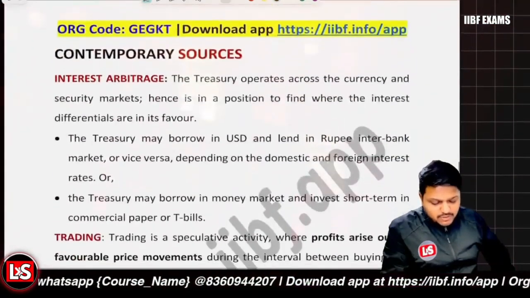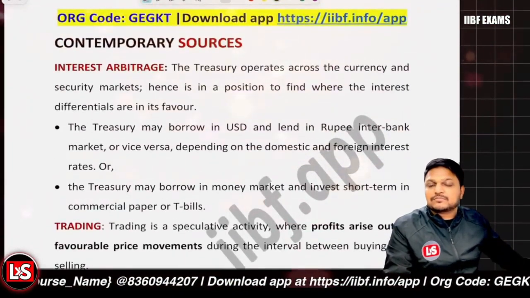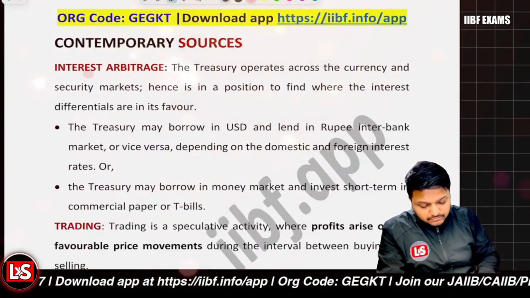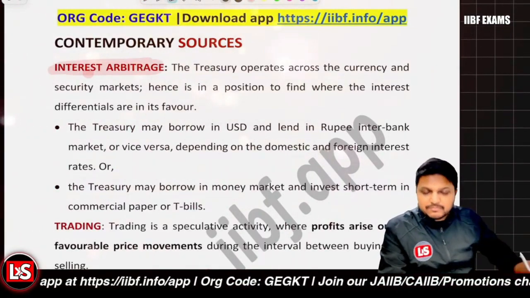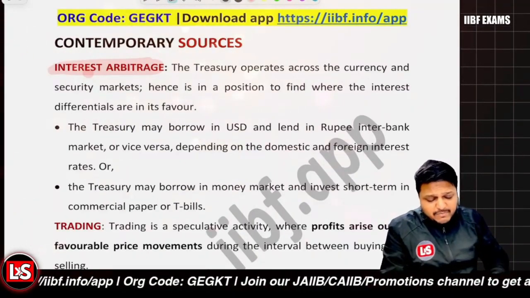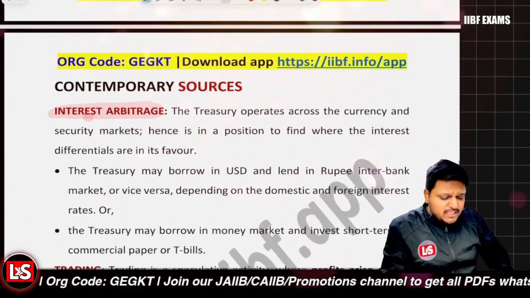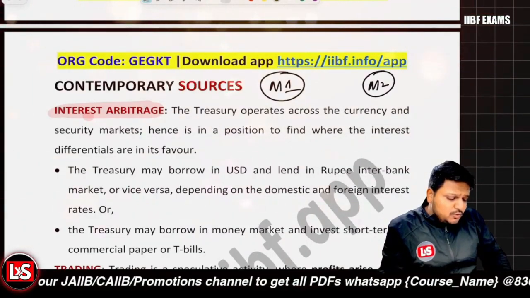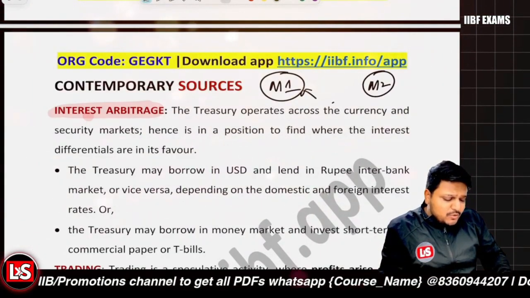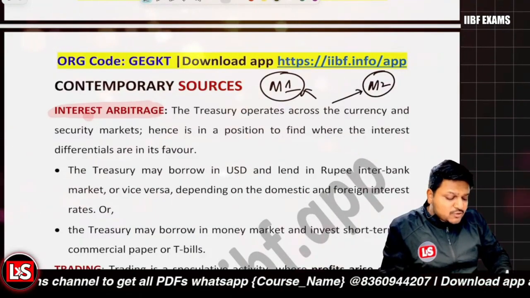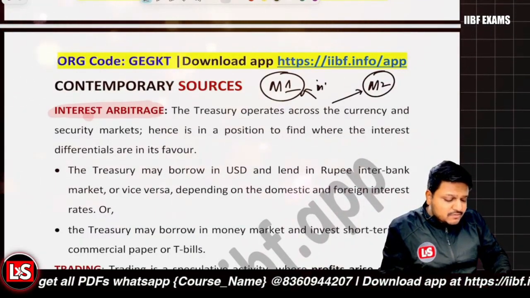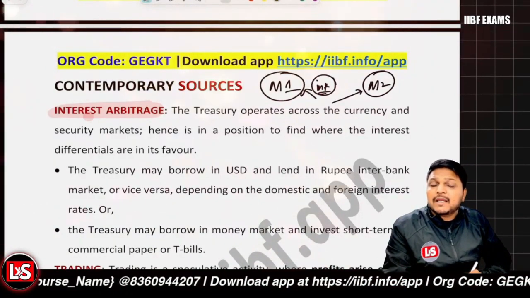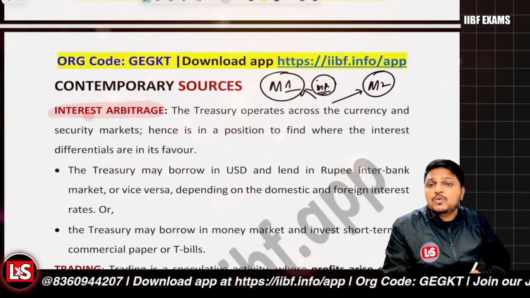The another one is about the contemporary sources. The first one is the interest arbitrage. Interest arbitrage means, let's say the treasury is dealing in multiple markets, M1 and M2. The treasury is going to, let's say, borrow the funds from one market and lend the funds in another market and earn the interest rate, and that is being done simultaneously. So that is the interest arbitrage that the bank is going to earn.